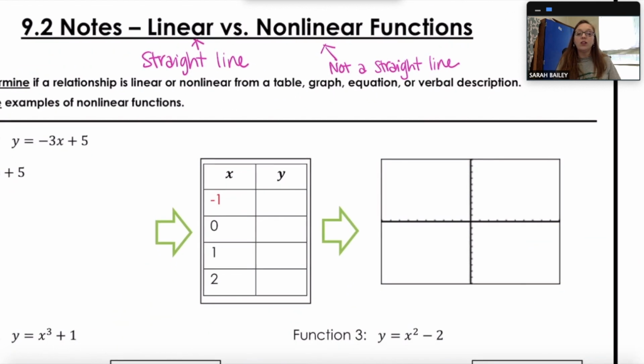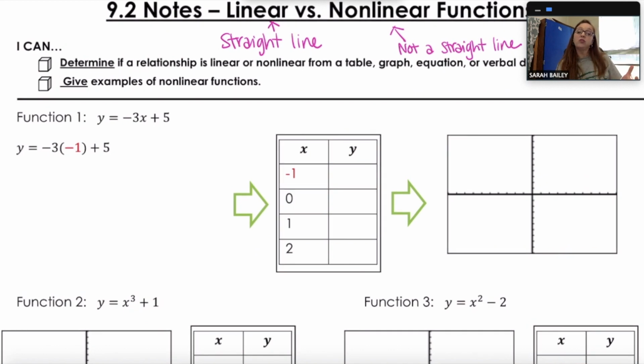Okay, so let's go ahead and look at the very first function. We're going to determine if the function y equals negative 3x plus 5 is linear or not. In order to determine that, we need to graph it. So we're going to pick some values for x, just like we did in a previous lesson, substitute them into the equation and solve for y. Notice that they've already picked values of x for us: negative 1, 0, 1, and 2.